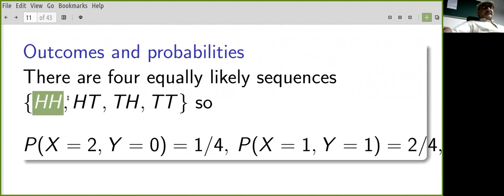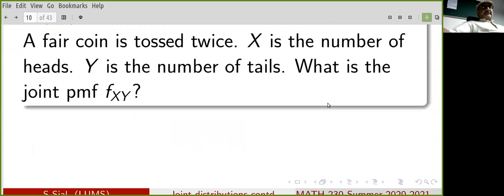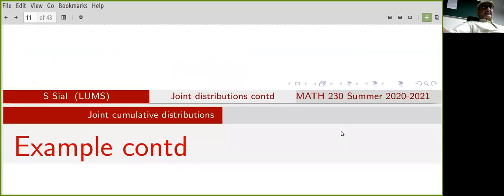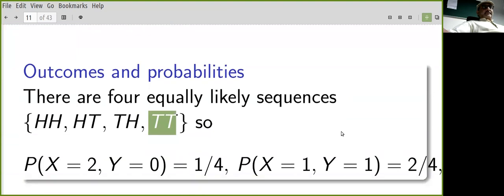So here X is 2 and Y is 0. Here X is 1 and Y is 1. Here X is 1 and Y is 1. And here X is 0 and Y is 2, from the definitions of X and Y. X is the number of heads, Y is the number of tails. Each of these outcomes is equally likely, so the probability of each one of these outcomes in the sample space is 1 over 4.